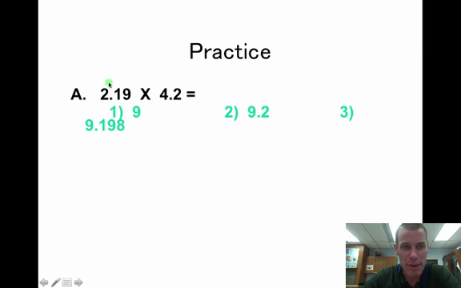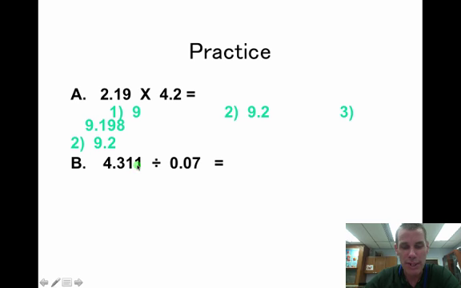Alright, let's check it out and see. This first number, 2.19, has 3 sig figs. The second number, 4.2, has 2 sig figs. So 3 sig figs, 2 sig figs, I can only have the lesser number, so I'm only allowed 2 in my answer. So 9.198, I can keep the 9, I can keep the 1, but the rest of this 9 and this 8 have to go. So 9.198 rounds up to 9.2. Okay, keep the fewest number of sig figs in your answer.